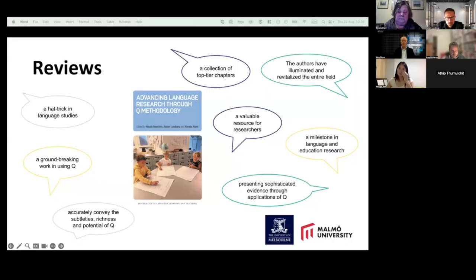So we were lucky enough to get a few reviews on this book. First of all, we have a review, which we mentioned in the beginning, published in the journal System. I post the link to that review in the chat. But we also have 3 people that have reviewed the manuscript, and their reviews are on the back of the book. Some of these reviews say that it's a hat trick in language studies, and it's a groundbreaking work using Q and a collection of top-tier chapters. And you can read all those speech bubbles. And it's wonderful to hear those positive words about the book.